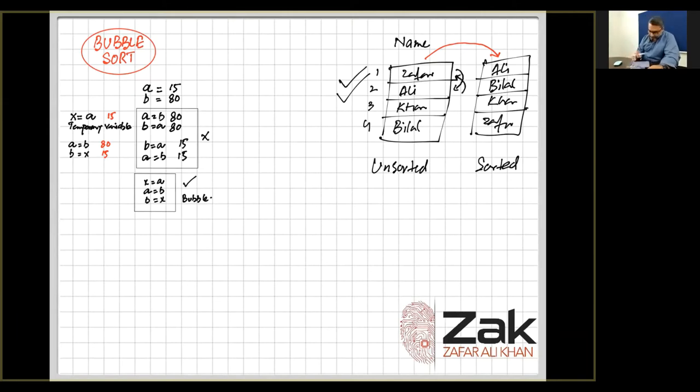All right, so what I would do, the name of the variable is name. I mean, the name of the array is name. So let's say I would write name, X is equal to name one, name one is equal to name two, and name two is equal to X. That is what I would do to swap the values in these positions.